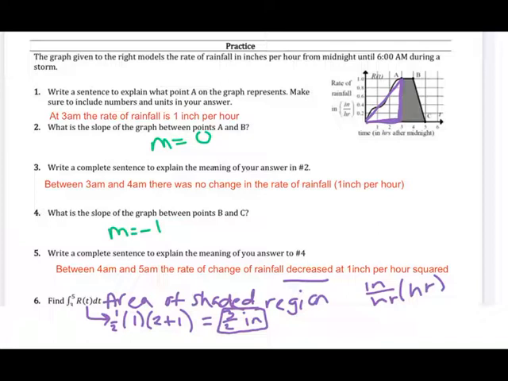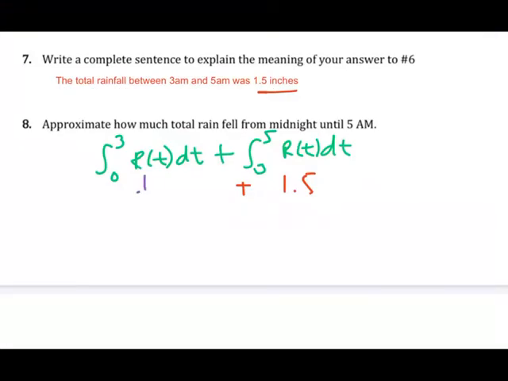So the area of that triangle is going to be 1/2 times the height, which is 1, times the base, which is 3. So I'm going to say approximately 1/2 times 1 times 3. So that's going to be 3/2 plus 1.5. That's going to be 3. And what are we talking about here unit-wise? We are talking about inches.